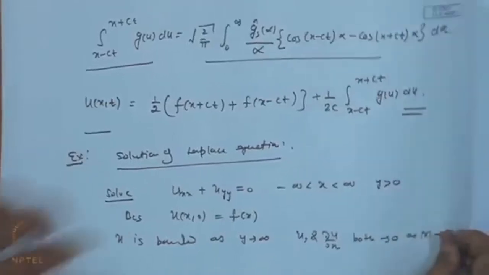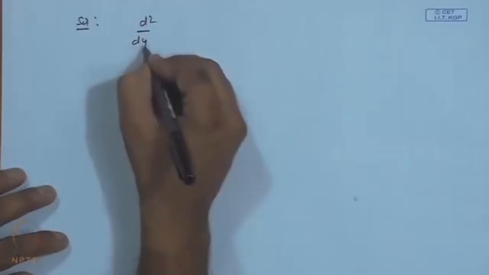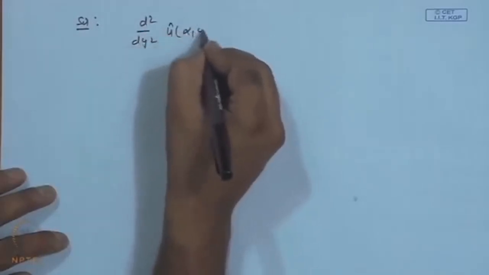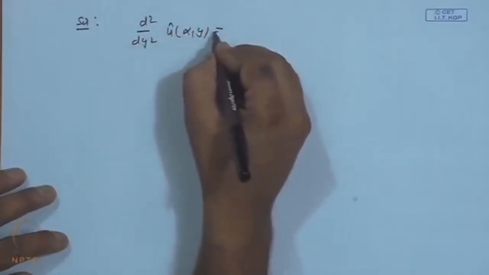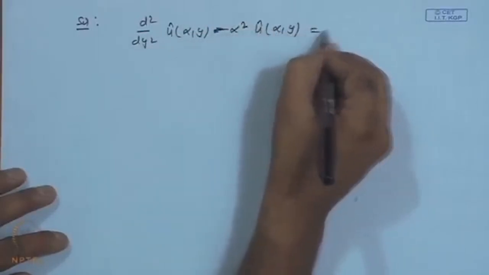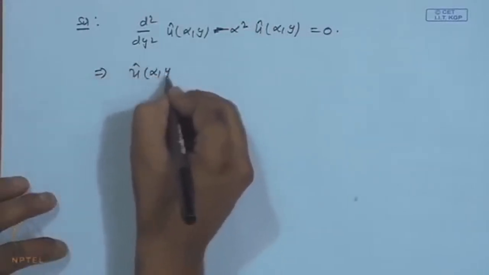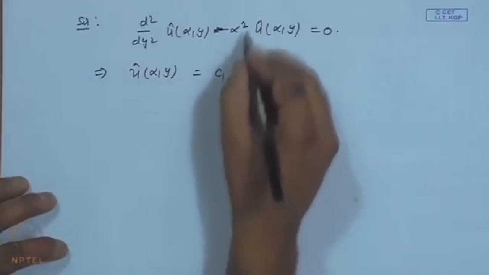So, we take the Fourier transform on both sides, and we will get this transformed ordinary differential equation. I will directly write it after taking the Fourier transform. We will get d²/dy² û(α,y), and we get minus α² û(α,y) is equal to 0, and its solution we have e^(αy) c1.